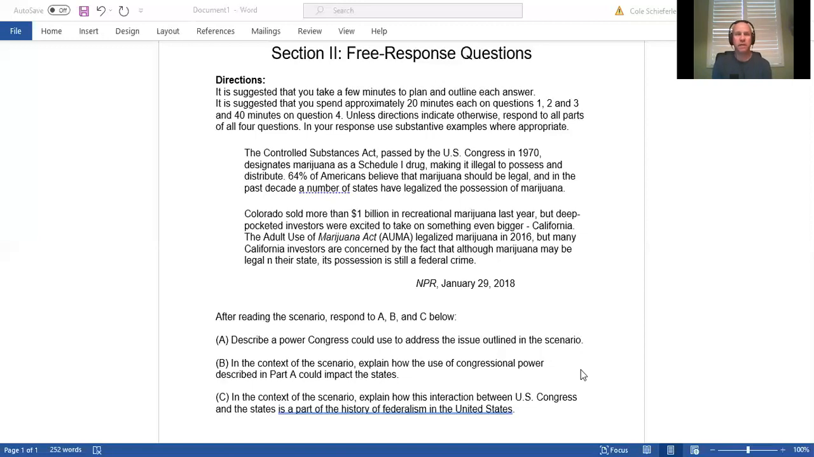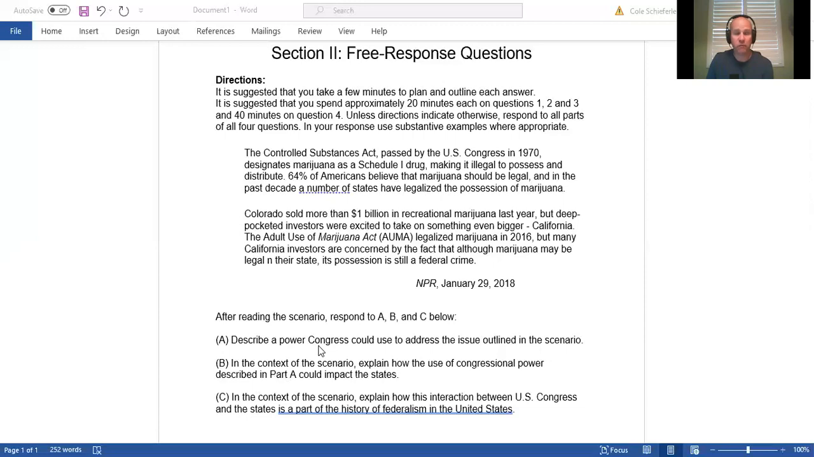Okay. Well, I'm thinking of some off the top of my head. Congress could pass another law. Congress could amend the Controlled Substance Act. Congress could pass a formal amendment that would change the Controlled Substance Act. Congress could adjust funding for the Drug Enforcement Agency and remove their ability to enforce the Controlled Substance Act. So I've just identified a bunch of different things. What I would want you to do is, in your head, identify a bunch of answers that would be a power Congress could have, and then pick the one that you think is easiest for you to answer, that you know the most about.